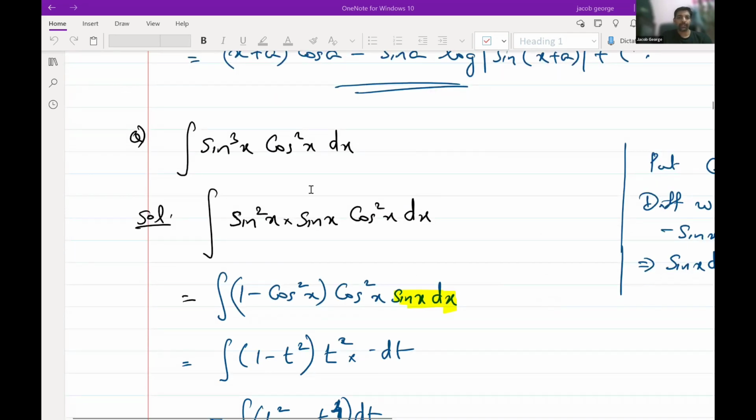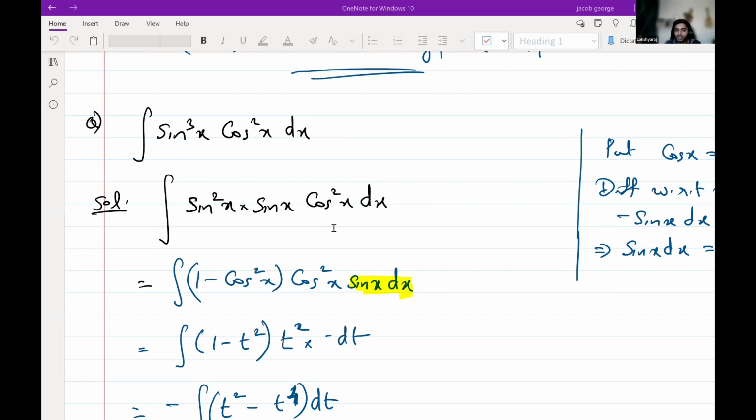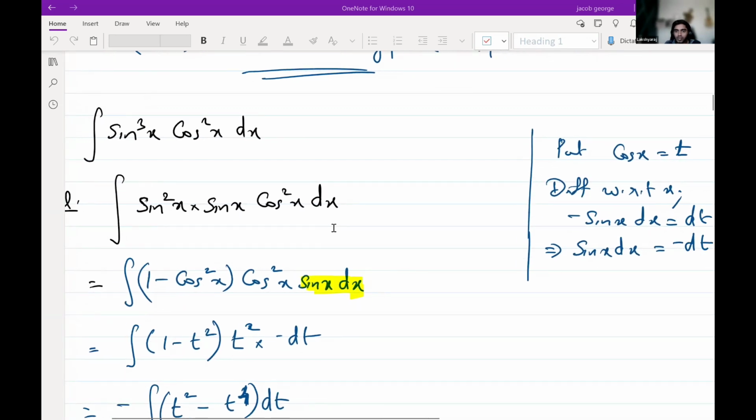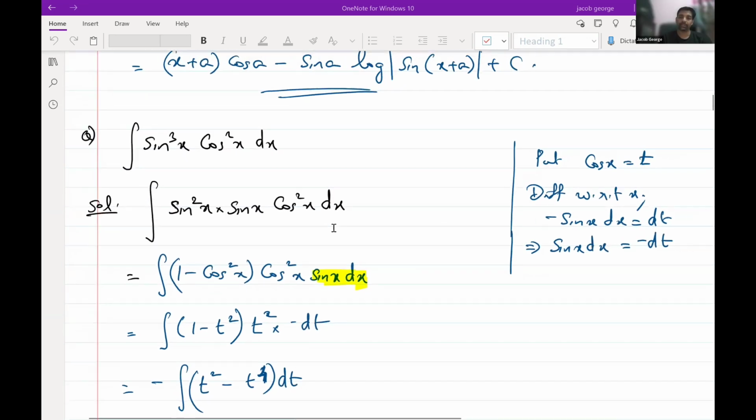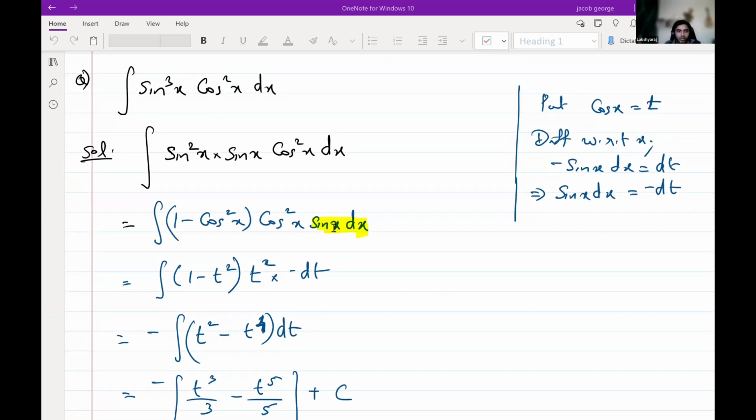This question, sin cube x: we split sin cube x into sin square x into sin x dx, because if you substitute cos x as t, you will get sin x dx. So sin square x is to be replaced by 1 minus cos square x. Then we substitute cos x equal to t. What is the derivative of cos x? Minus sin x. So minus sin x dx is dt, or sin x dx is minus dt. Clear? Then we substitute it, and it is a normal integral.